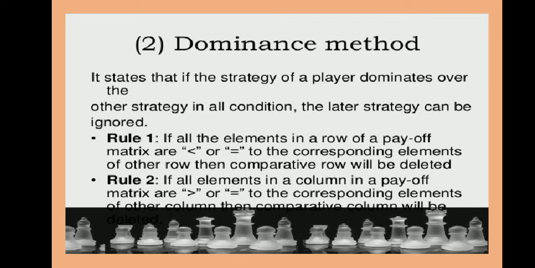It is stated that if the strategy of a player dominates over the other strategy in all conditions, the latter strategy can be ignored. Rule number one: if all the elements in a row of a payoff matrix are less than or equal to the corresponding elements of another row, then the row will be deleted. Second rule: if all elements in a column in a payoff matrix are greater than or equal to the corresponding elements of the other column, then the column will be deleted.